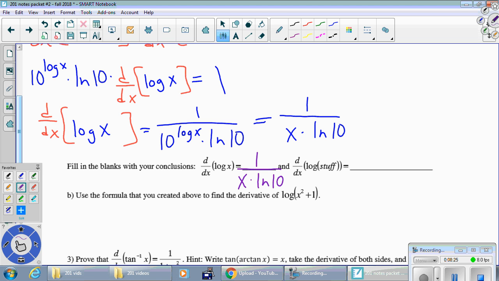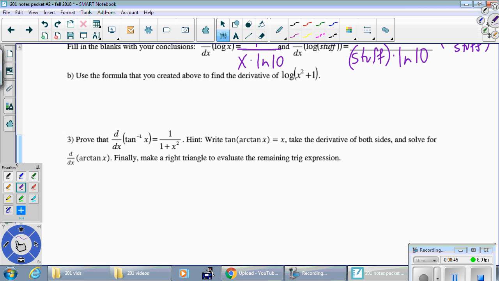And therefore, the derivative of log of stuff is 1 over the stuff times ln of 10. The ln of 10 is just part of this derivative rule. And then the chain rule says times the derivative of the stuff. And again, that derivative of the stuff is up on top. So let's use our brand new formula to find the derivative of log of x squared plus 1. So we'll write it here.